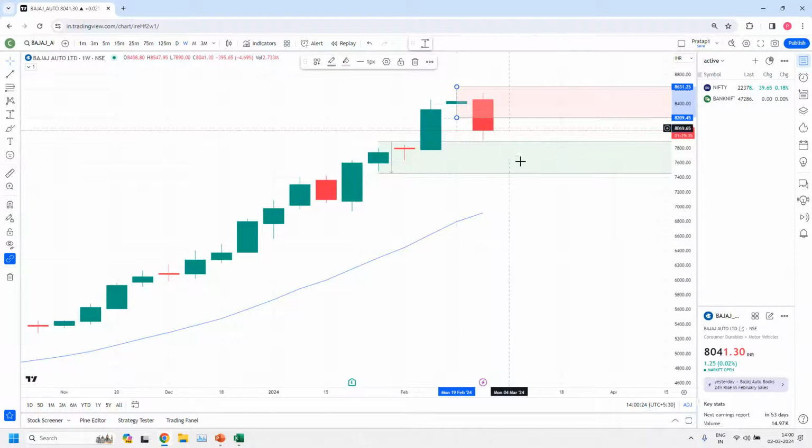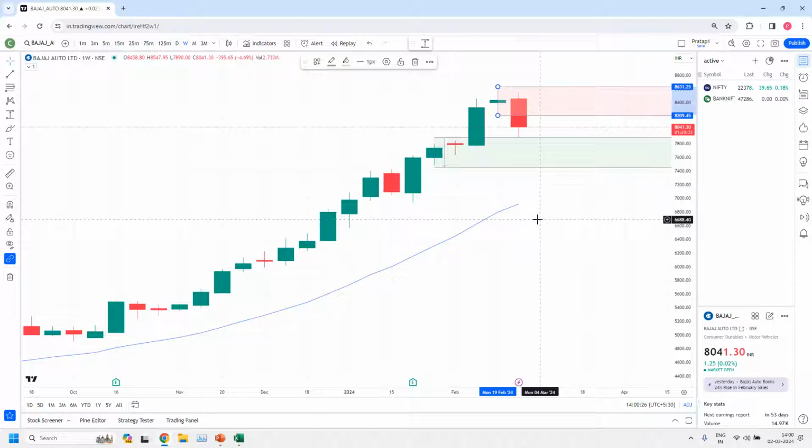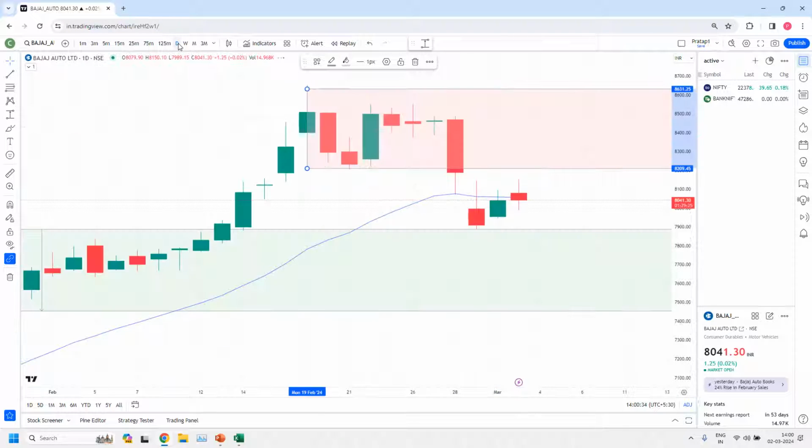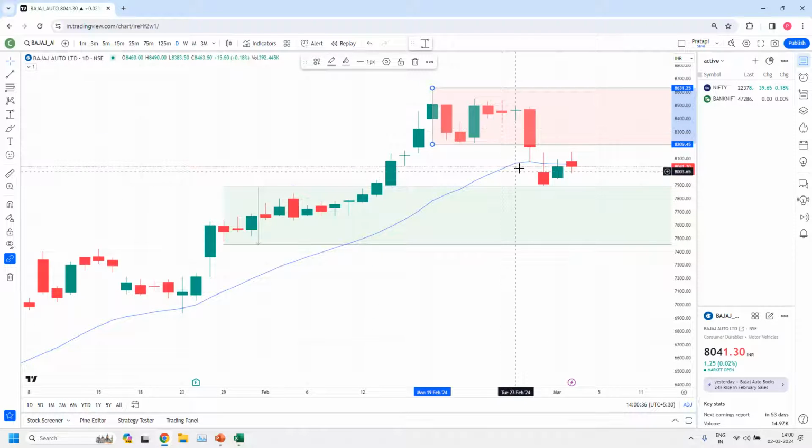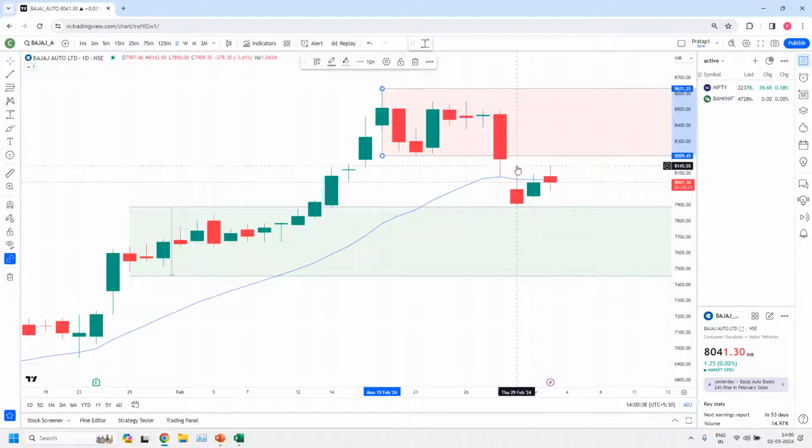And inside this weekly demand zone and supply zone, let us identify daily demand zones and daily supply zones. So I am shifting the time frame to daily. So within this weekly area, let us identify daily zones. So here we have a daily supply zone: rally, 3 base candles and a drop candle.